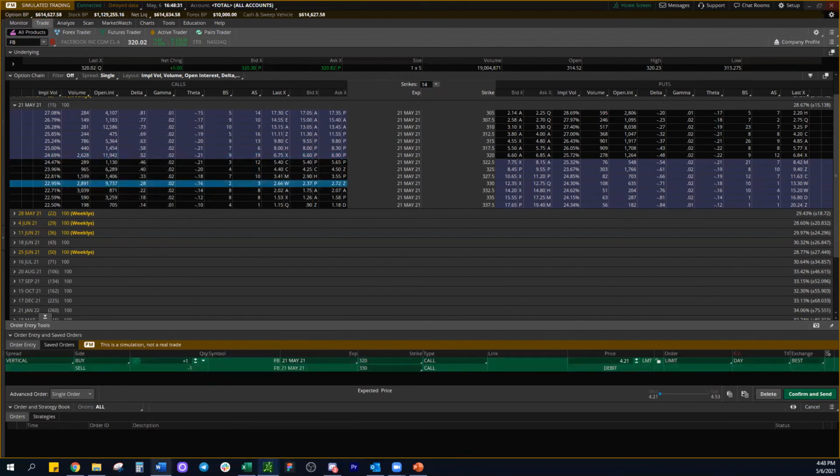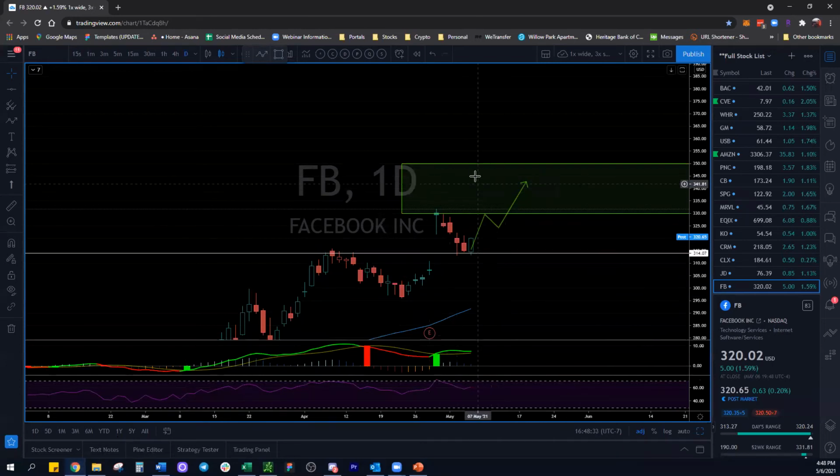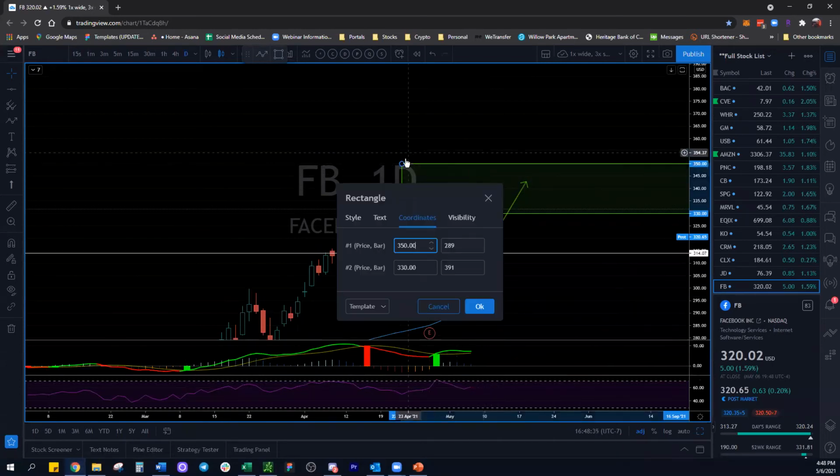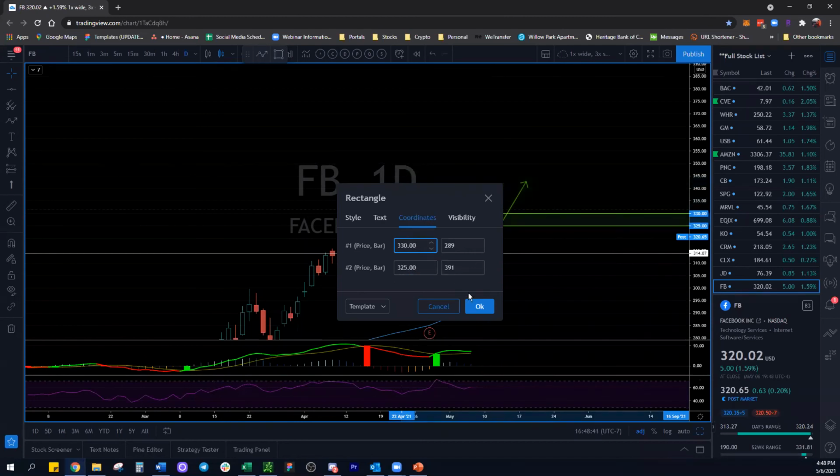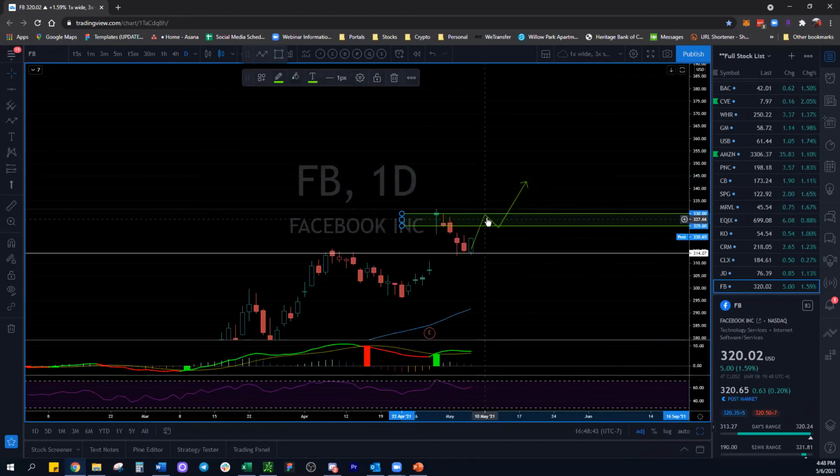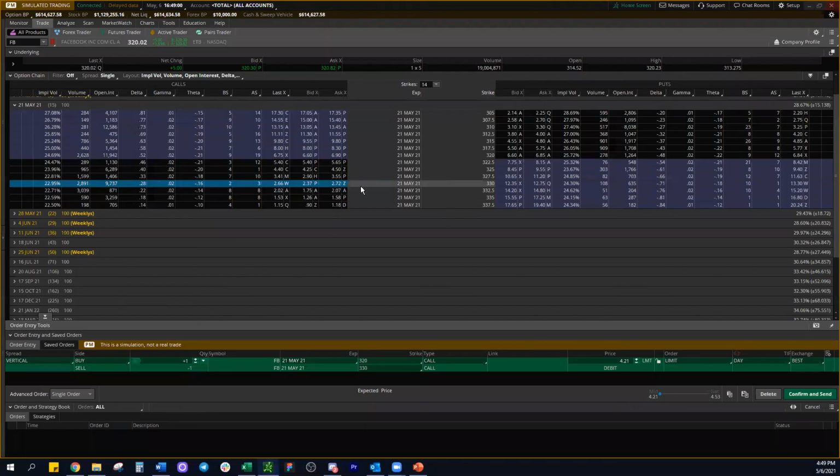So if you were to use the chart, it's 325. What are they doing? 325 and 330. Perfect. This is that range right here that they bought. They're actually expecting this exact move. They want their short strike to end up being closer to the money than the long strike. That's perfect. I actually really like that trade.